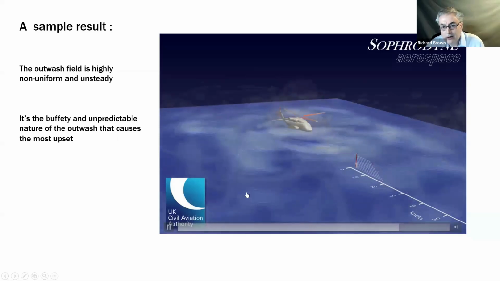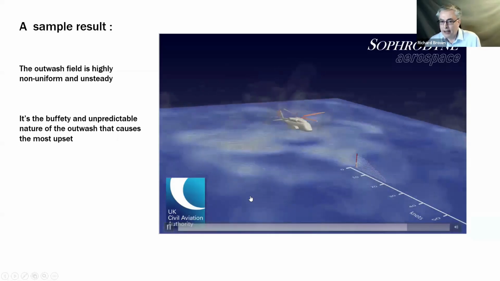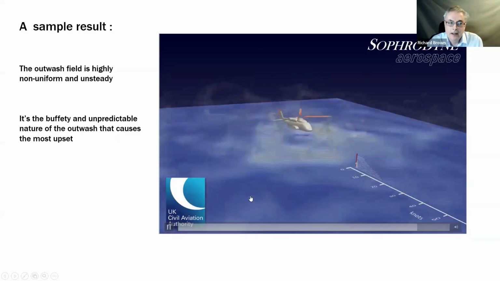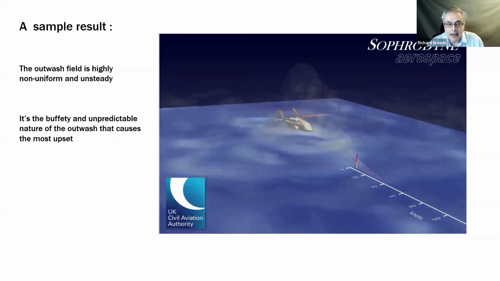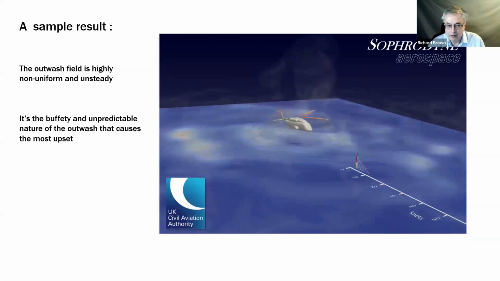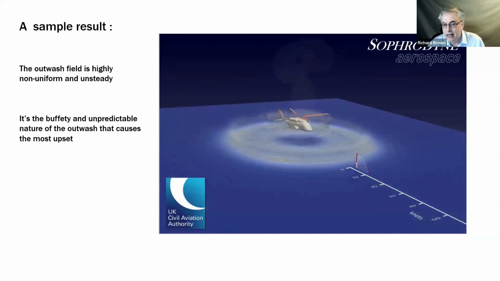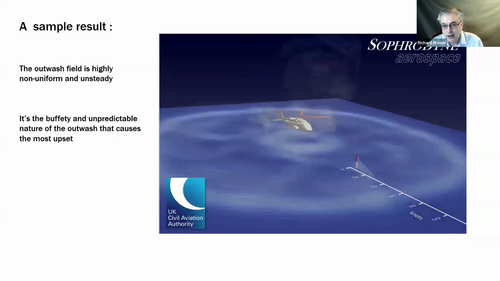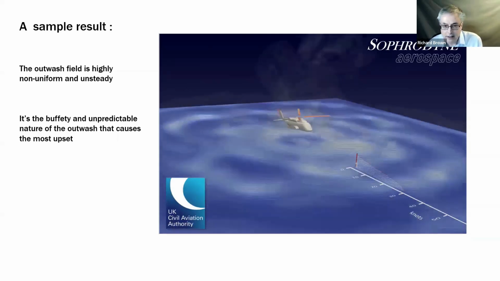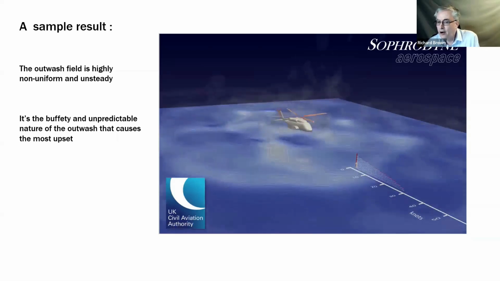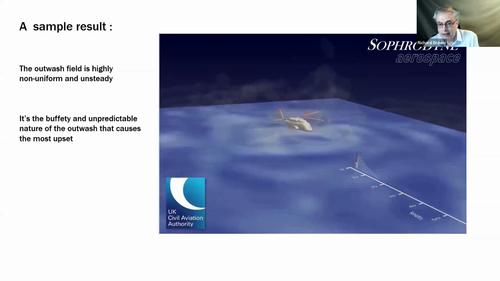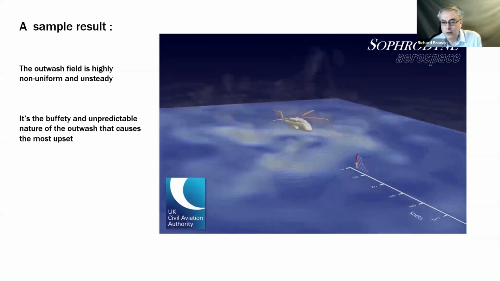So these simulations confirmed or corroborated what was observed in reality, that the outwash field is actually highly non-uniform and unsteady. And it's actually the buffeting and unpredictable nature of the outwash that seems to cause the most upset to people standing in that outwash. And the way that Mike describes it in the eventual report that was produced is essentially that there's a cognitive overload on the individuals trying to maintain their balance when standing in the outwash.